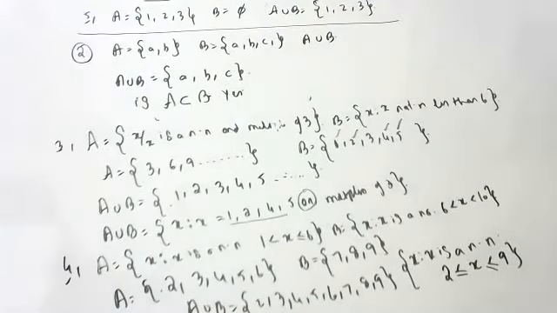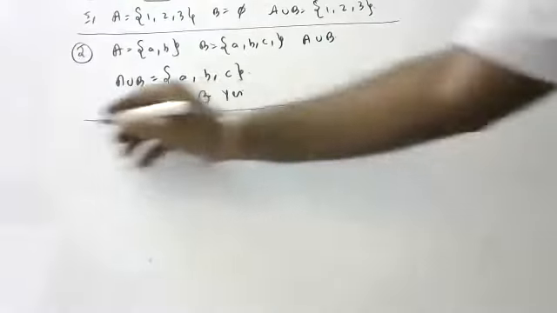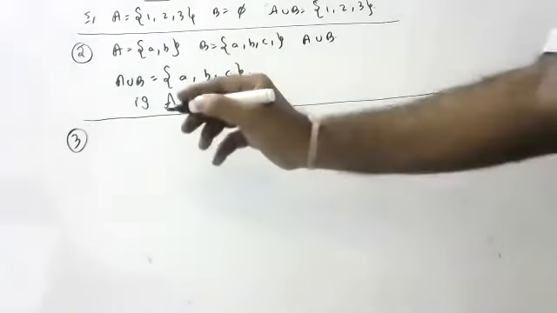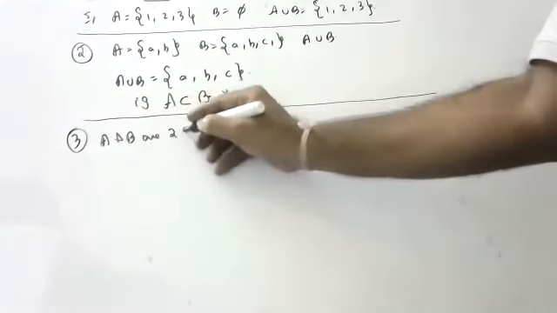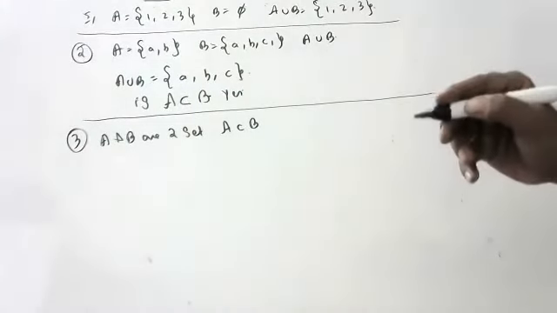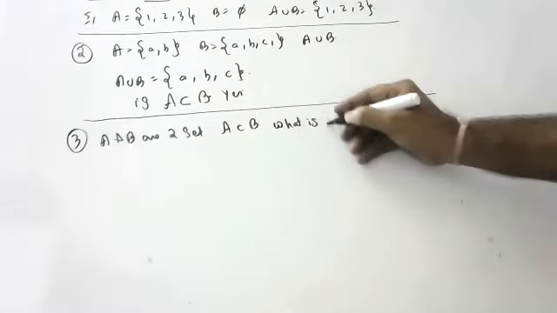Now let's go to the third question, children. I hope you are able to understand, children. Slowly try to understand. All these are very, very important. Third question. Children, he's saying A and B are two sets such that A is a subset of B. Then what is A union B?